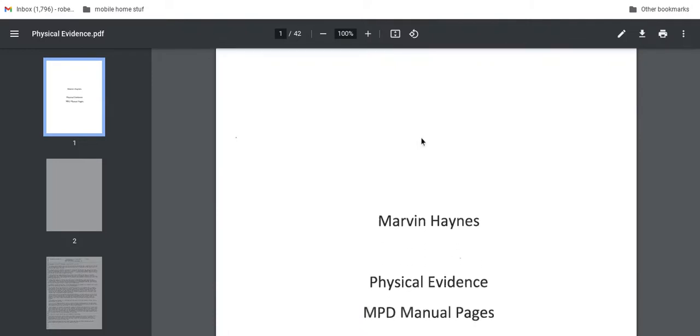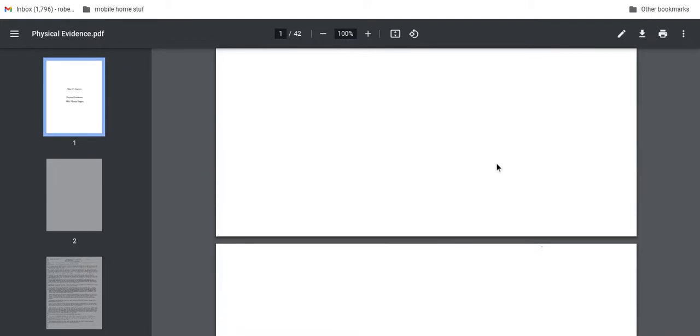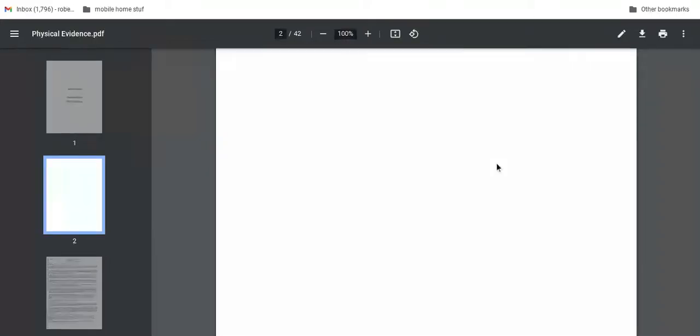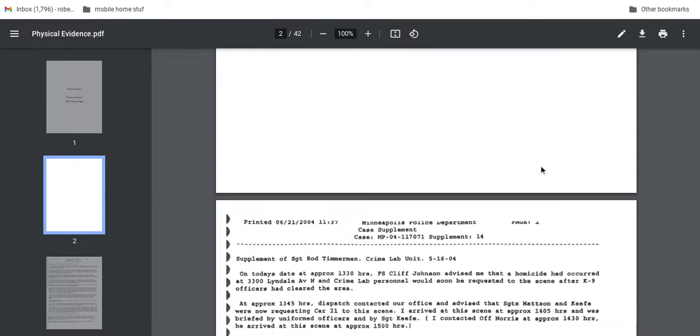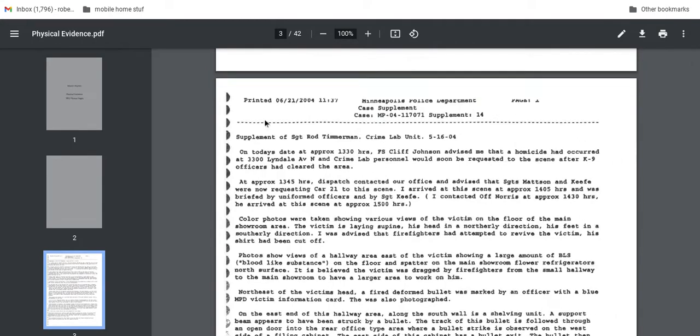here's the stuff for Marvin's case. It's the physical evidence, and then I also have the highlighted MPD manual pages. And then I have some stuff from Attorney General Janet Reno and that was put out. So this is the initial on-scene report from the crime lab.